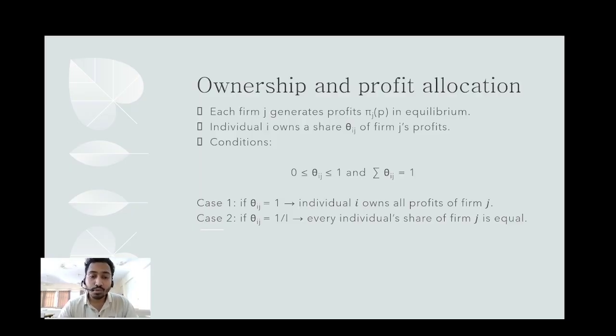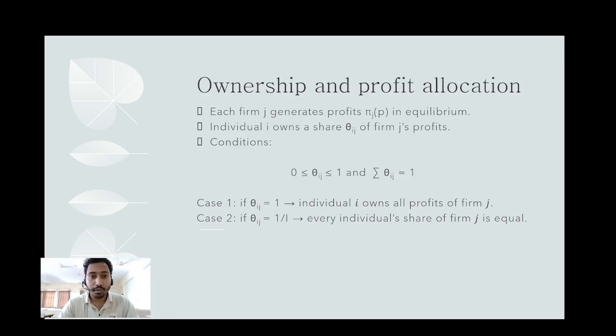There are two cases. The first case is if theta ij is equal to 1, the individual I owns all profits of the firm J. That means whenever theta is equal to 1, it's 100% of the ownership of the firm. So individual I owns all profits of the firm J. In case 2, if theta ij is equal to 1 by I, where I is the total number of individuals, whenever I divide the profit among the total individuals, they will get an equal distribution. So every individual's share of firm J is equal.